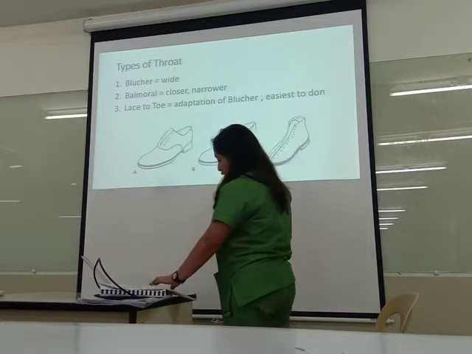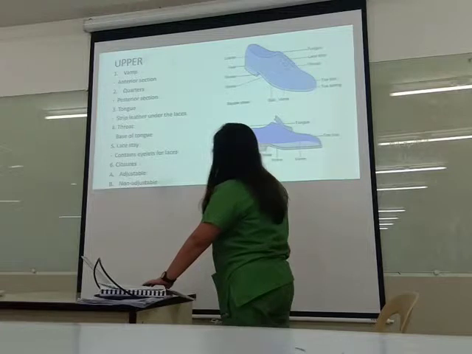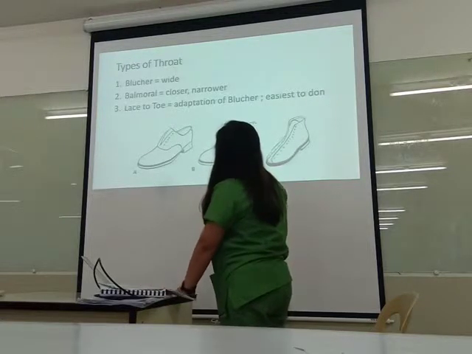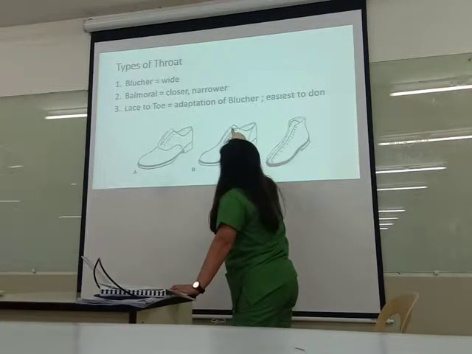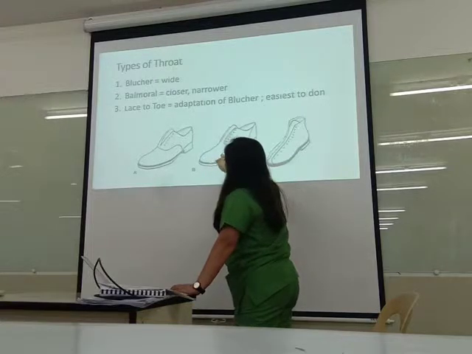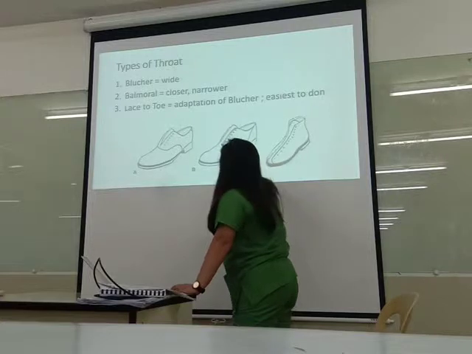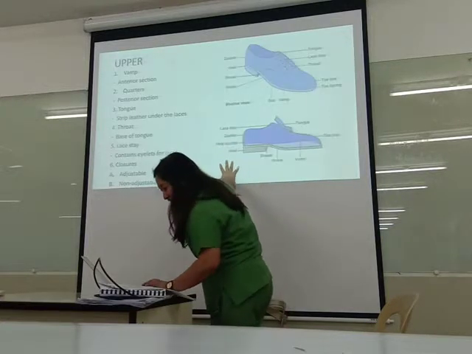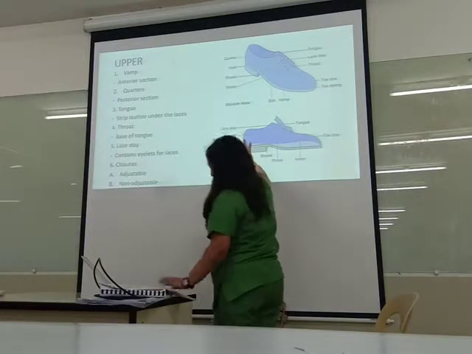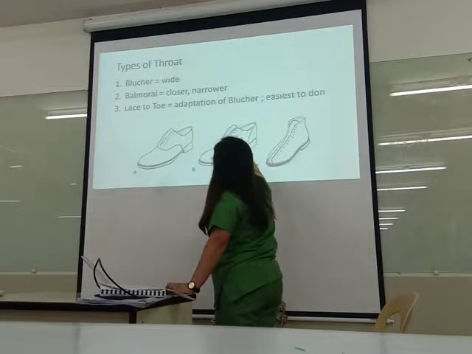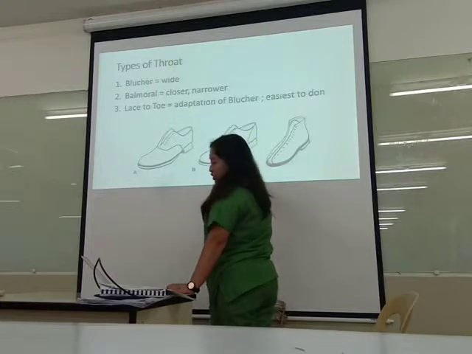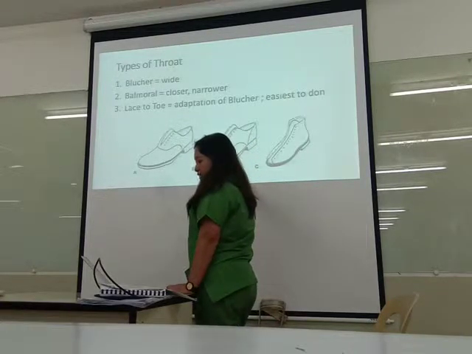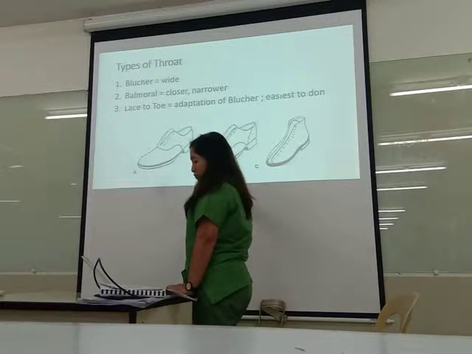So yung throat, ito yung throat dito, itong ganyang part. Again, ito yung bang. Ito yung throat, and then ito yung tongue. Ito yung bang. So with these types of throat, we have the Blucher, Balmoral, and lace to toe.